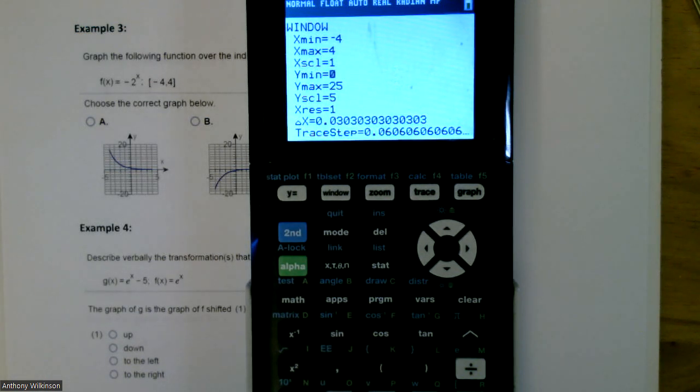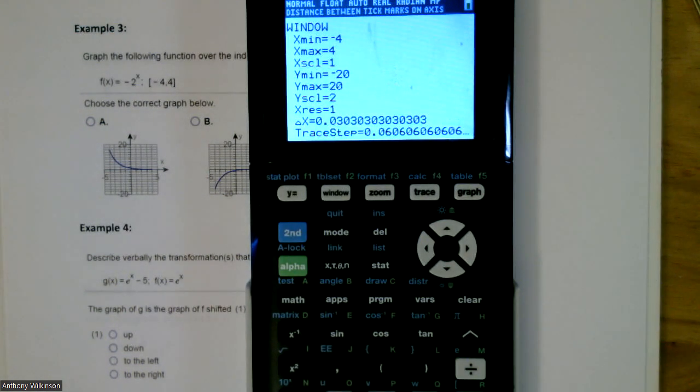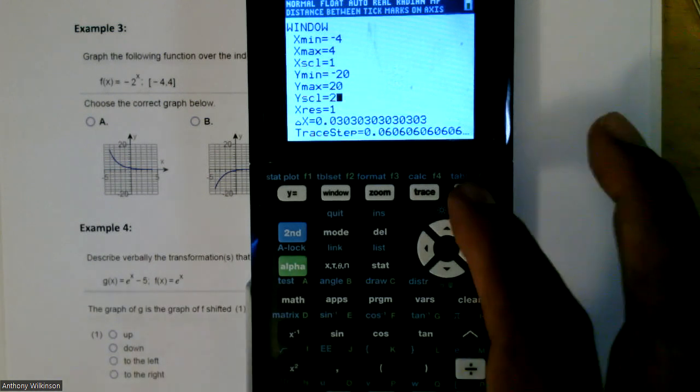And let's do this. Since they have the y from -20 to 20, let's do -20 for the y min, y max will be 20. And I'll do 2 for the y scale, just to be on the safe side. And then press graph.